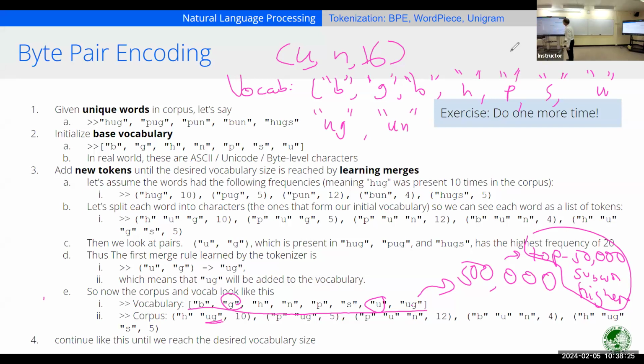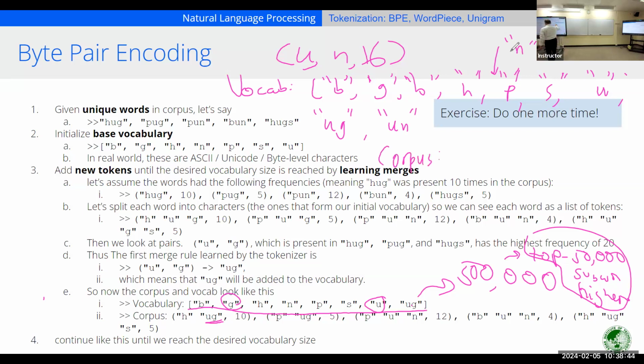Yep. I forgot N. Is this N? No. Yeah. All right. Okay, great. And then once you do that, what is the next corpus?